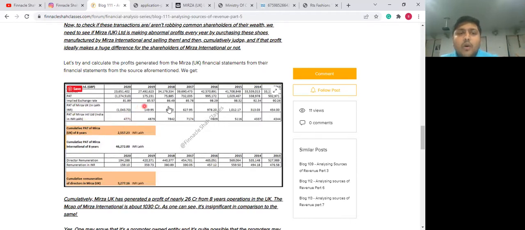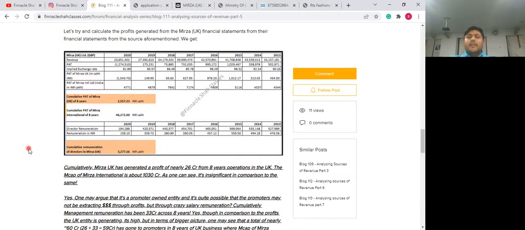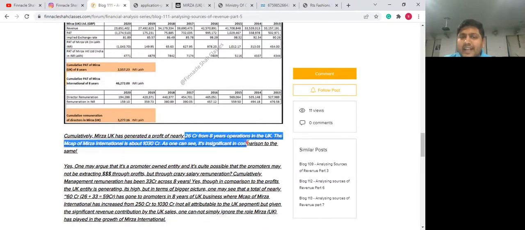So if you actually add all these profit figures over the years, you will get that nearly 25 crore profits across 8 years is something the promoters of Mirza UK, basically the owners of Mirza UK, made. So Mirza UK promoters made 25 crore profit across 8 years. Now one may think that 26 crores profit in 8 years as compared to the market cap of Mirza International, which is 1,000 crores today, is not really significant, because why am I comparing profits across 8 years?